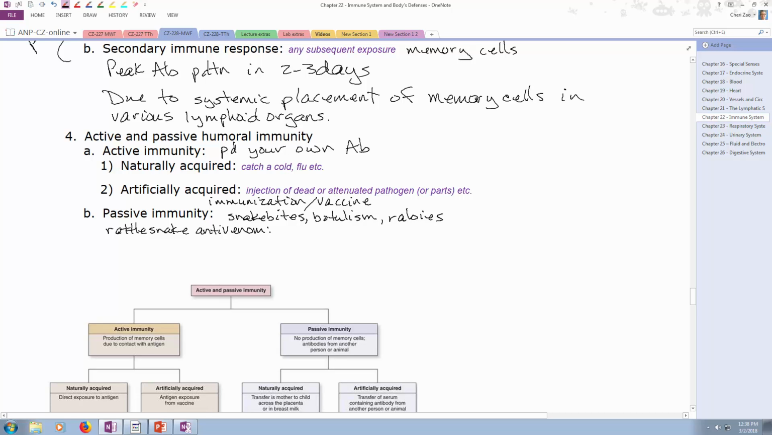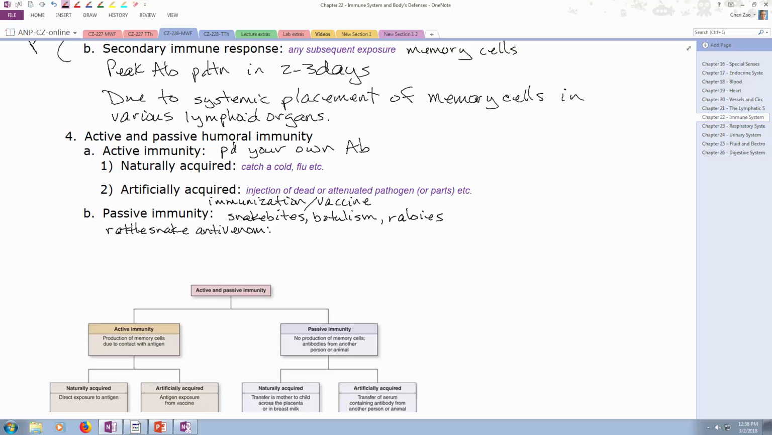Rattlesnake anti-venom. Where does it come from? Anybody have any idea? Pardon? Is it from the venom of rattlesnake? Well, this anti-venom is an antibody against rattlesnake venom. Okay, so you guys have to realize an antibody is against a very specific thing. So anti-venom is an antibody against rattlesnake venom.